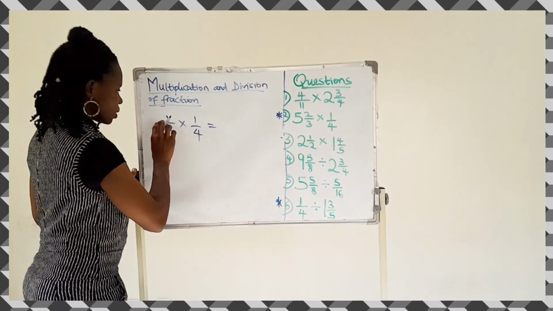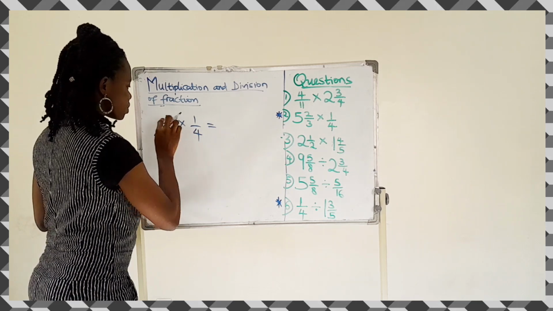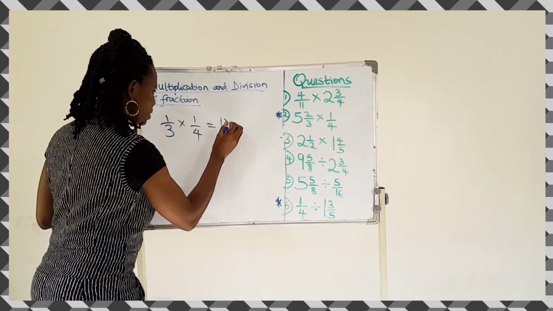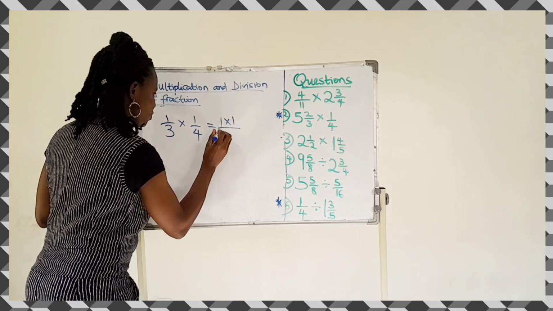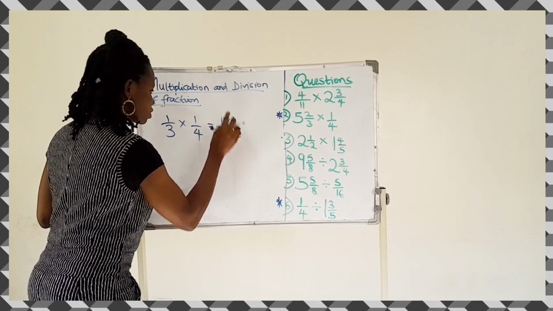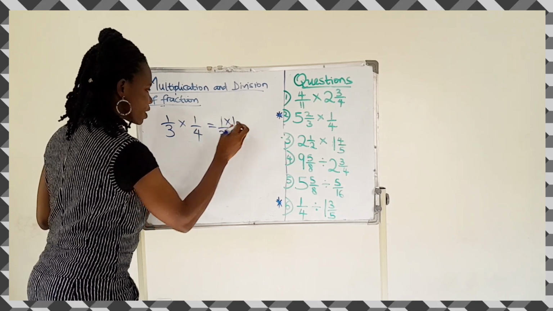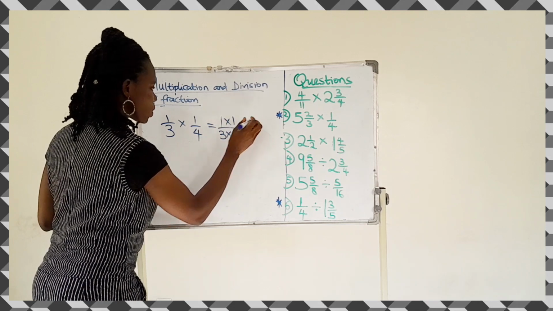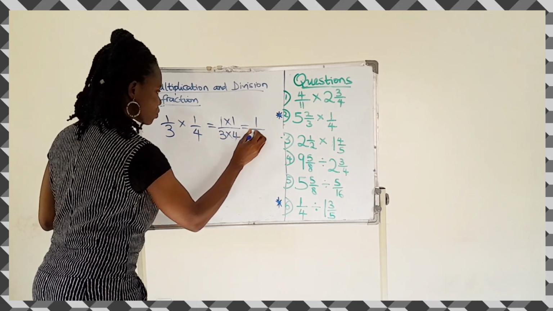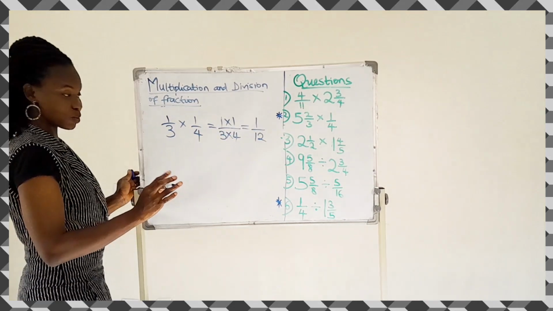So what we're going to do, multiply the numerators. 1 times 1, so I have 1 times 1 over 3 times 4. Since nothing up or down can divide, I will just multiply out. 1 times 1 is 1, over 3 times 4 is 12. So I have 1 over 12.